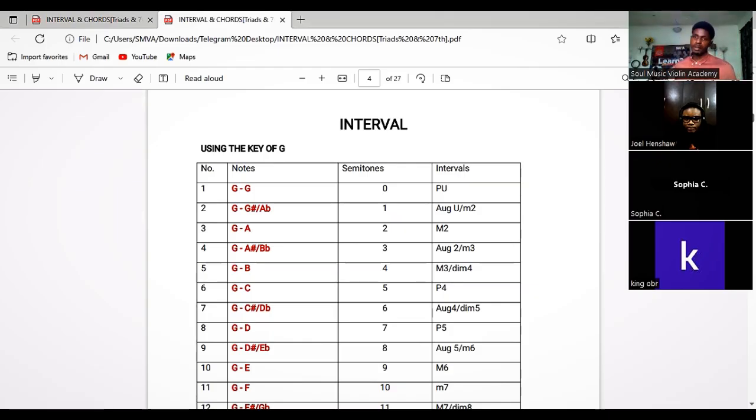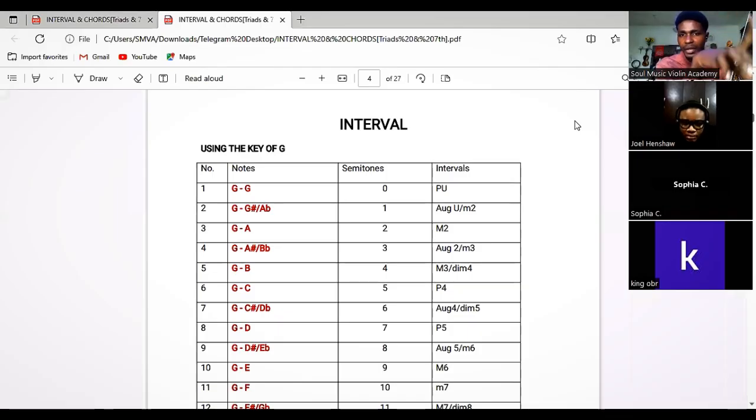On the violin, I can play my 4th finger on the G string. That's D. Now, I can play D on the G string and also play open D. That's perfect unison, the same note at the same time. Can you hear that? That's perfect unison. From G to G sharp or A flat, that's 1 semitone.